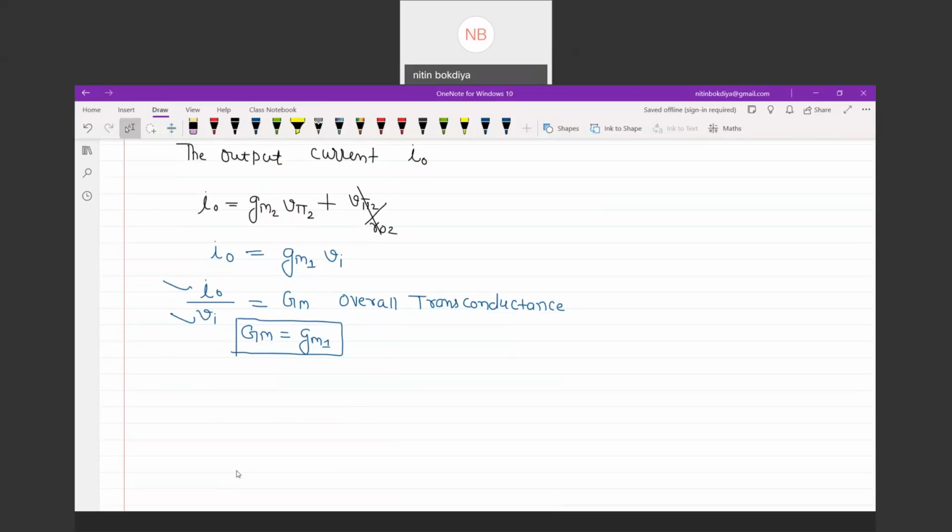Now we are interested in output resistance of this amplifier. The output resistance of the cascode circuit. We are improving the quality of the amplifier. So what is the output resistance of the cascode circuit?